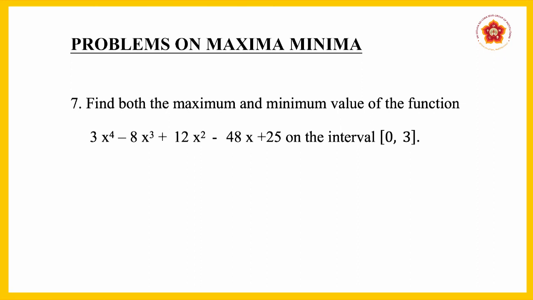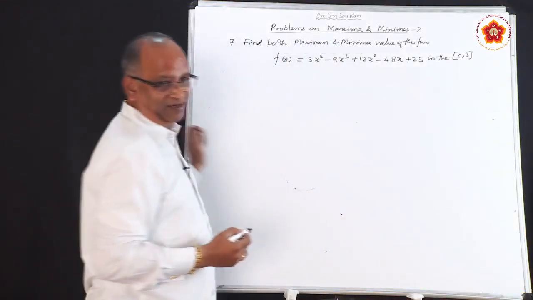He says, find both the maximum and minimum value of the function. And what is the function? You can call it f of x as 3x to the power 4 minus 8x cube plus 12x square minus 48x plus 25, in the interval 0 to 3. Remember, the interval is a closed interval.